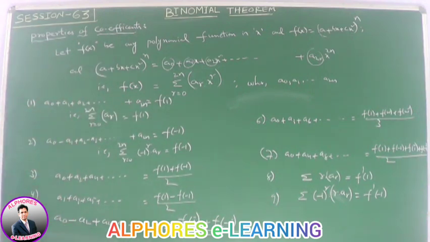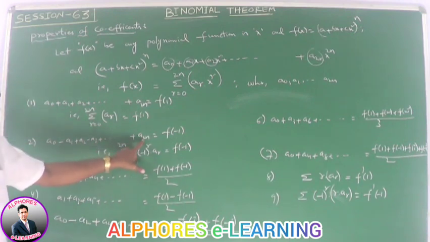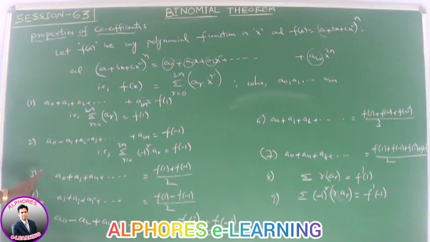Please note this value. Next, a0 − a1 + a2 − a3 + and so on up to a_2n is equal to f(−1). Third one, a0 + a2 + a4 + and so on is equal to (f(1) + f(−1))/2. What is the meaning of this value? Please observe: a0, a2, a4 are the coefficients of even powers. That is, the sum of the coefficients of even powers of x is equal to (f(1) + f(−1))/2.